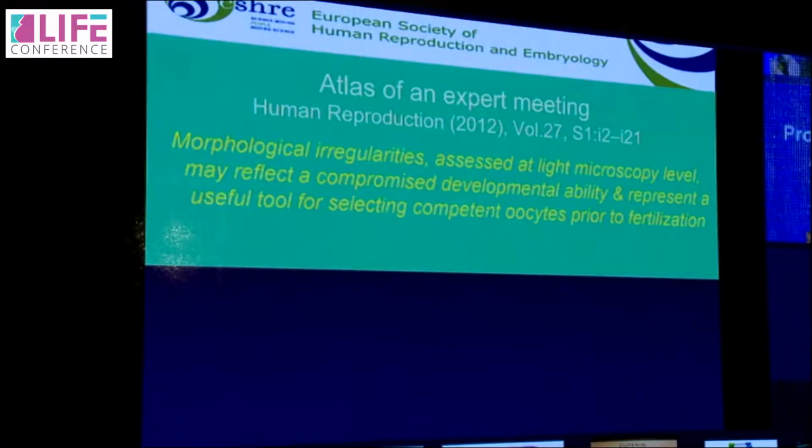Two references that I will guide you to are the ESHRE publication of 2012, which was the Atlas of an expert meeting. There, the statement: morphological irregularities assessed at the light microscope level may reflect compromised developmental ability and represent a useful tool for selecting competent oocytes prior to fertilization. I'd recommend you read that. It's free of charge on the net.